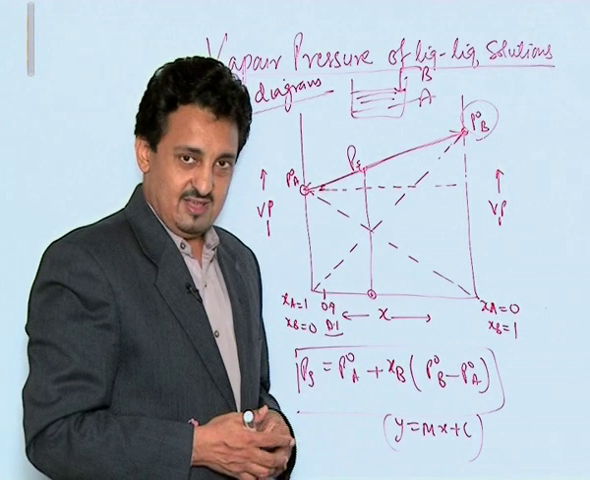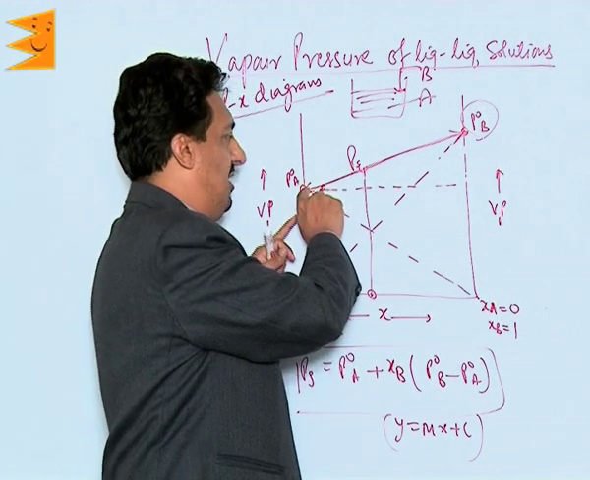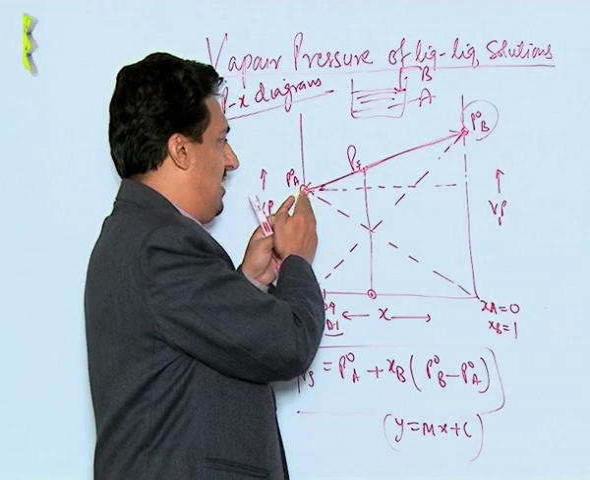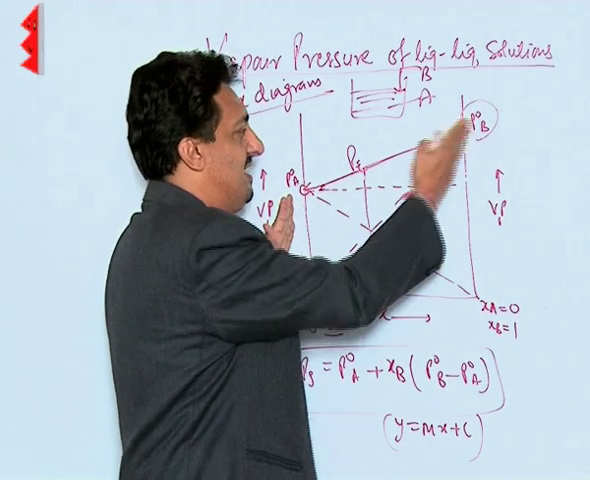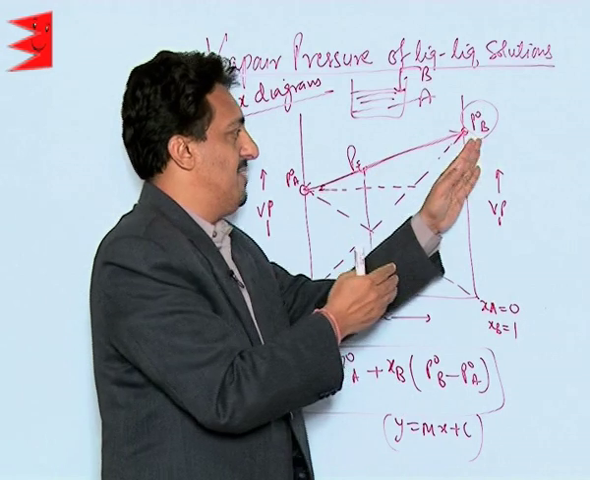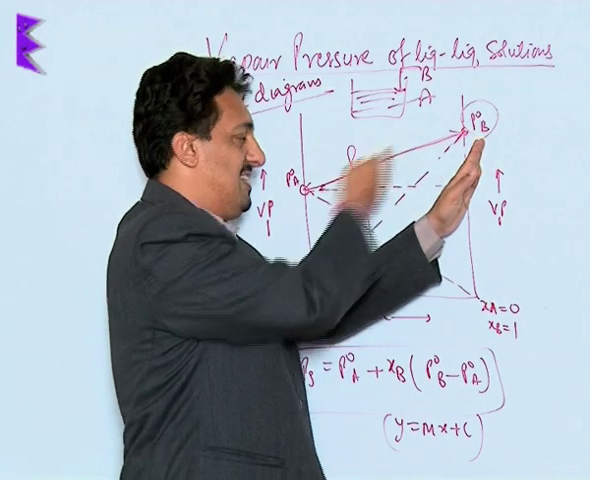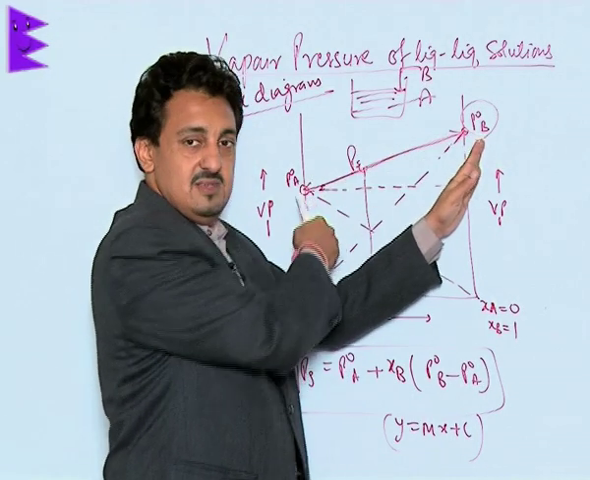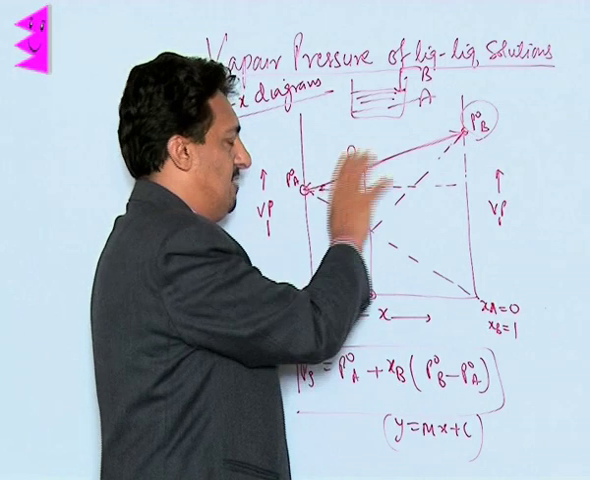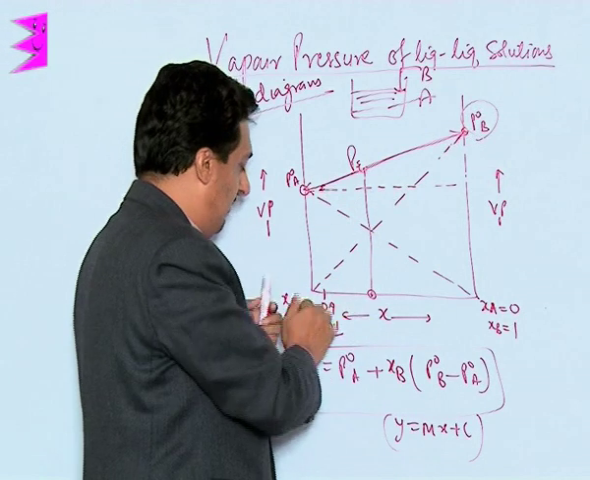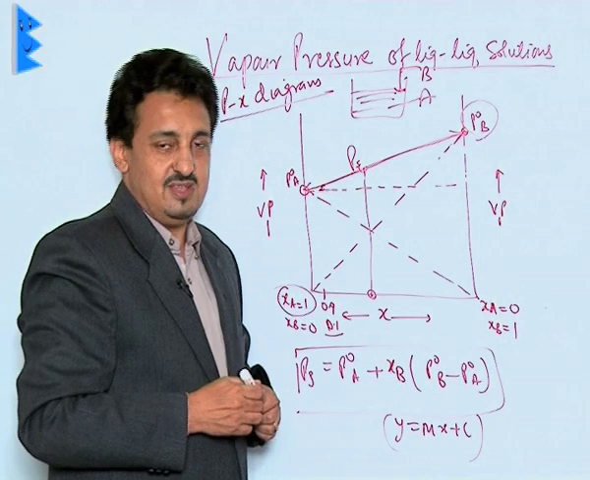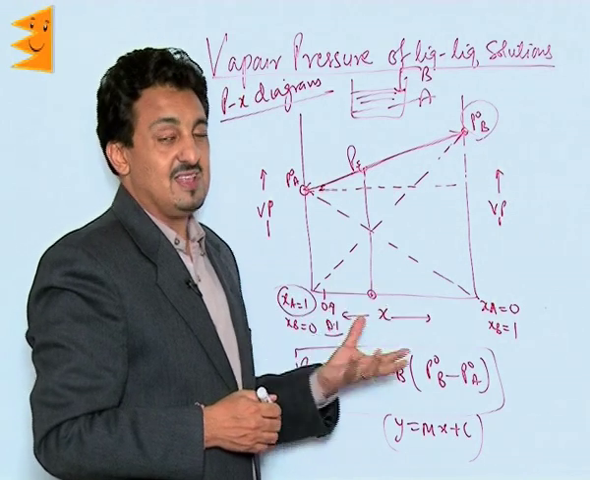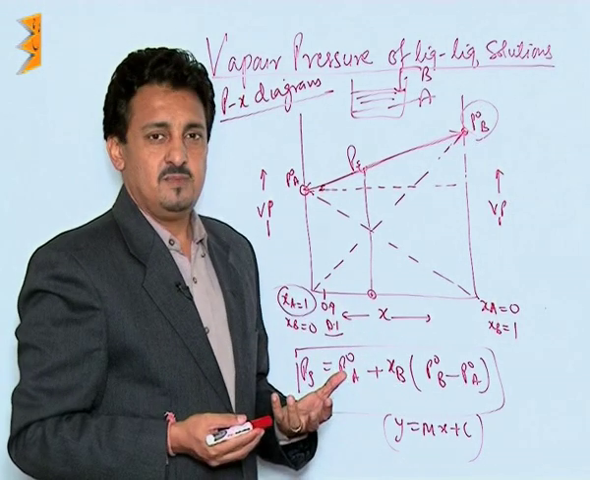Another important thing is that the vapor pressure of the solution can be considered with respect to A. If the solvent is taken as A, with respect to B it is increasing, and with respect to B, if B is taken as solvent, it is decreasing. So the vapor pressure of the solution varies according to the composition, or the mole fraction, of one component in the solution. These are the things which you can easily make out from this graph.